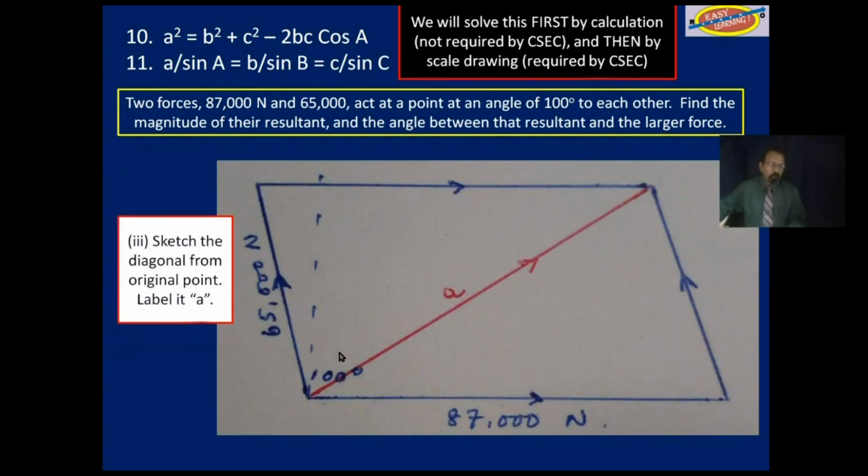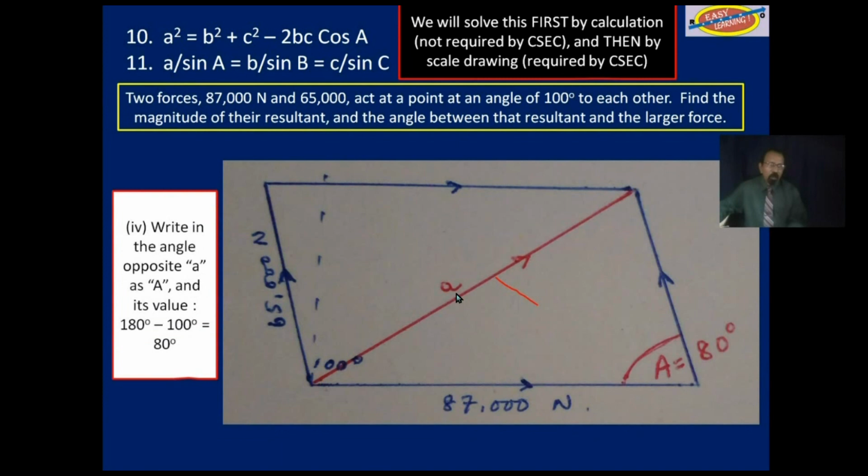Next, we draw from the point of origin, the original point here, this diagonal, and write in lowercase a. Opposite that lowercase a, which is the side, we write in the uppercase A, which is the angle, and we also write in how much the angle is. In this case, it would be 180 minus 100, because these two angles are supplementary.